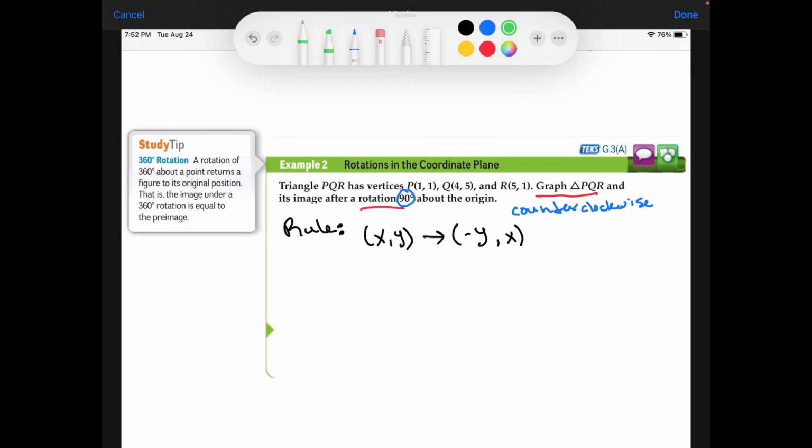So let's start with the point P. Point P was at 1, 1. After the transformation, we've got to flip the coordinates, becomes P prime. The points are the same, so it doesn't really look like I flipped them, but let's imagine that we did. And in addition, we've got to change the sign of our y value. So there I put a negative. All right, let's do Q.